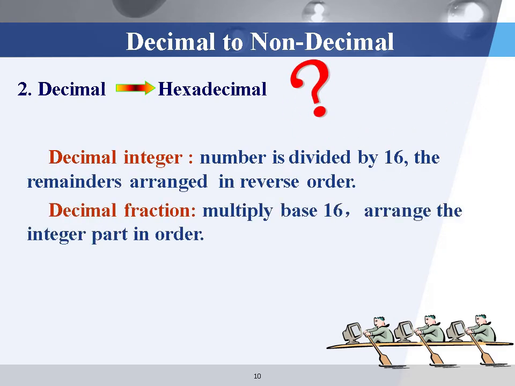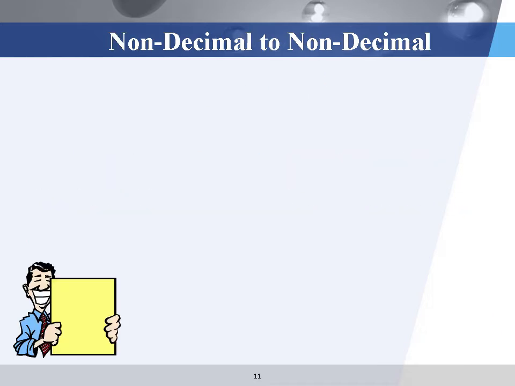From decimal to hexadecimal is similar. We just change the base to 16. That's what we need to do. So now let's look at going from one non-decimal base to another non-decimal base. For example, from binary to octal.